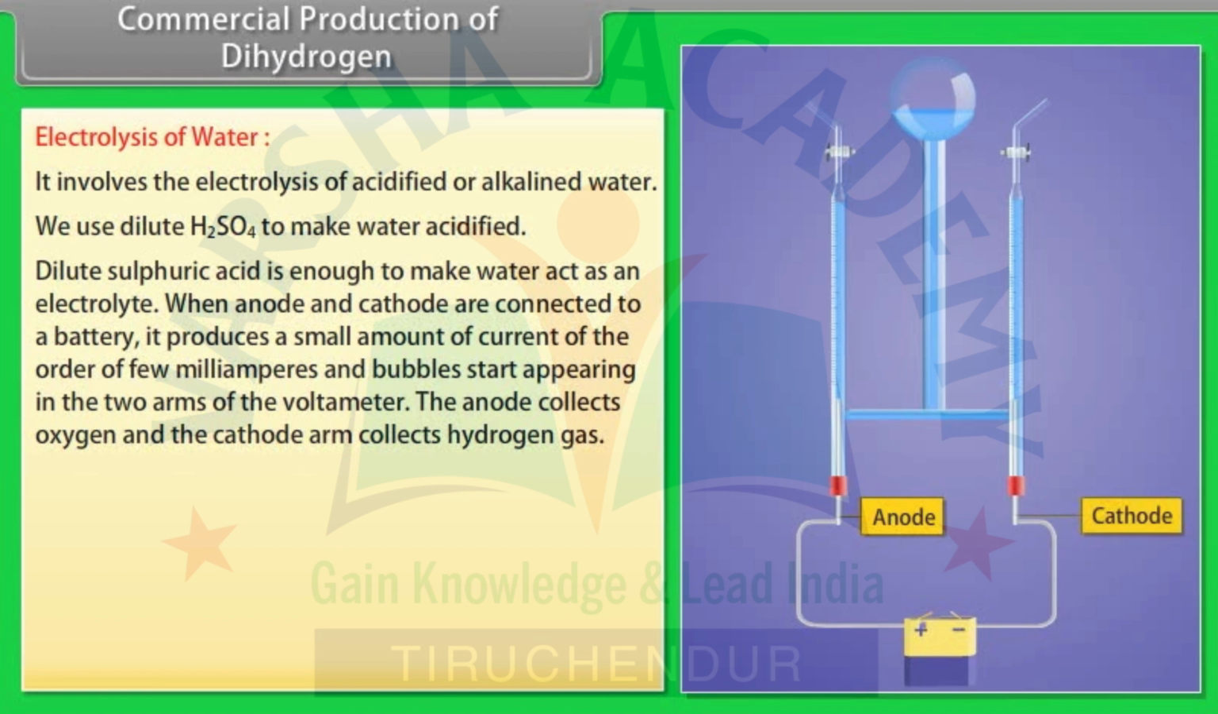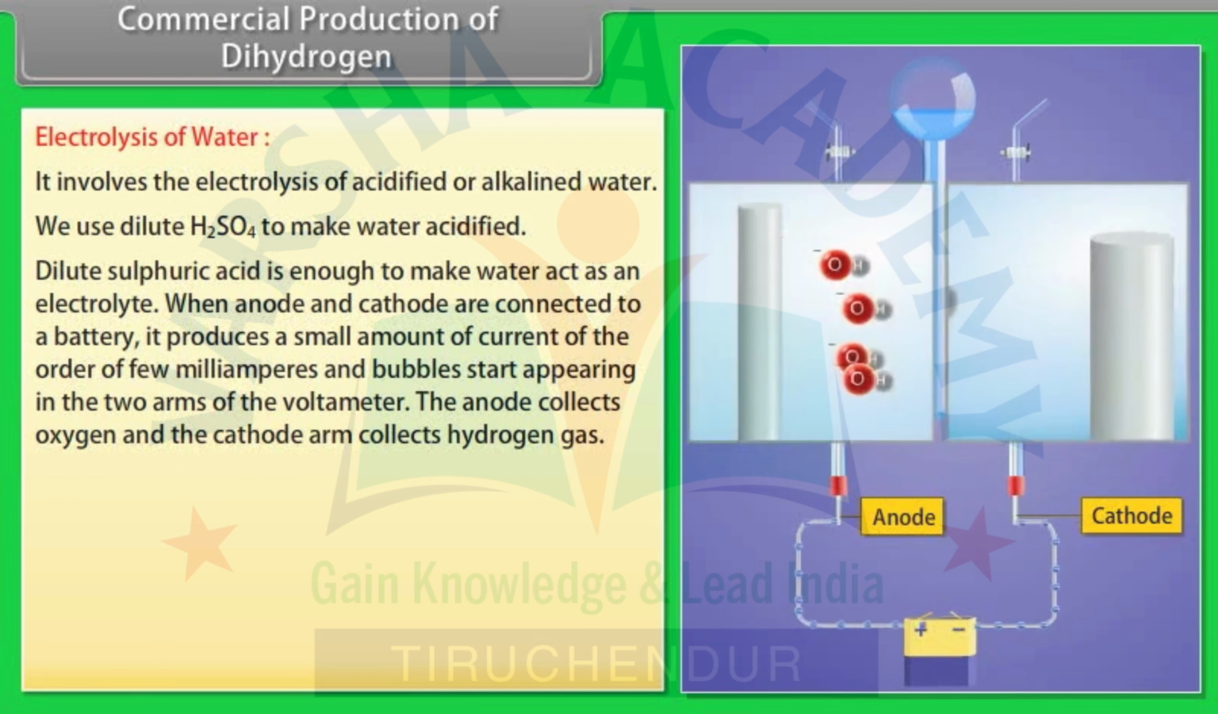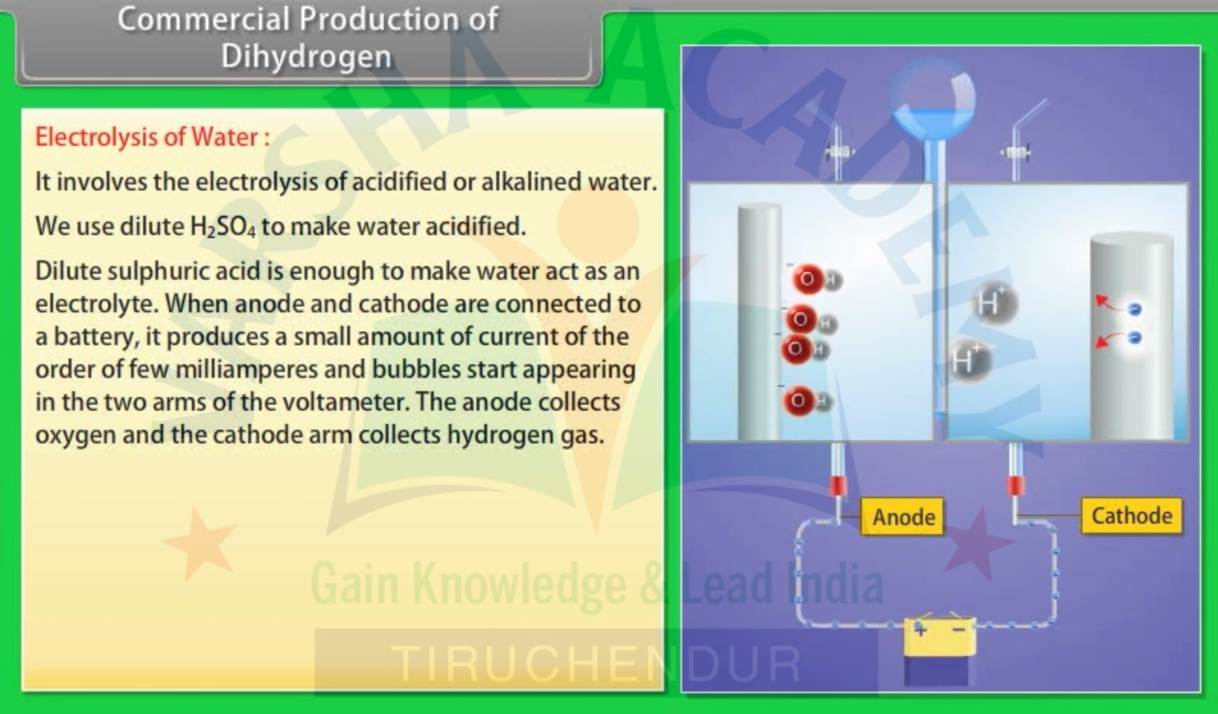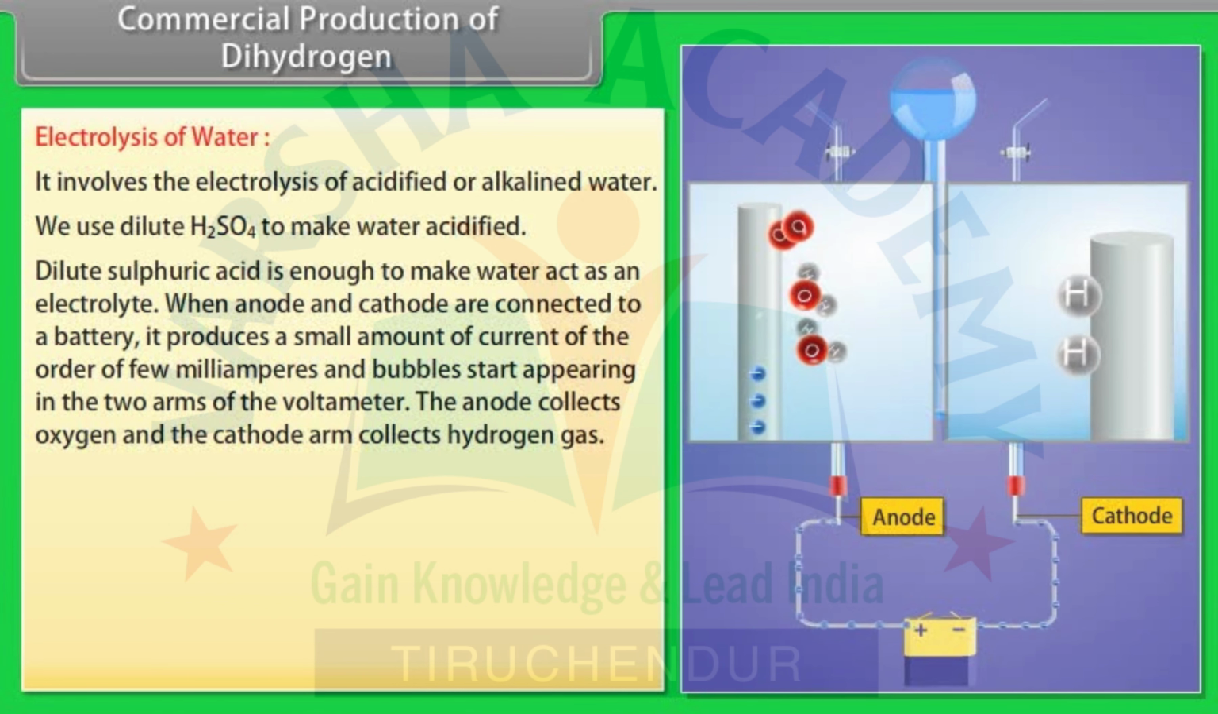When anode and cathode are connected to a battery, it produces a small amount of current of the order of a few milliamperes, and bubbles start appearing in the two arms of the voltameter. The anode collects oxygen and the cathode arm collects hydrogen gas.